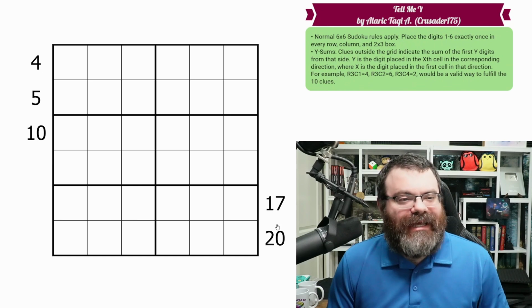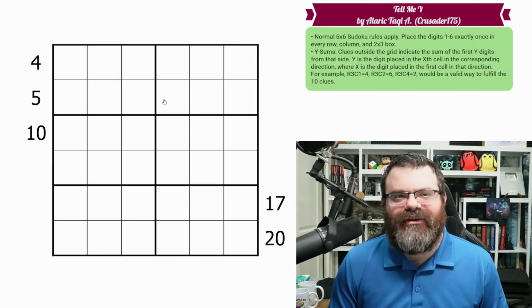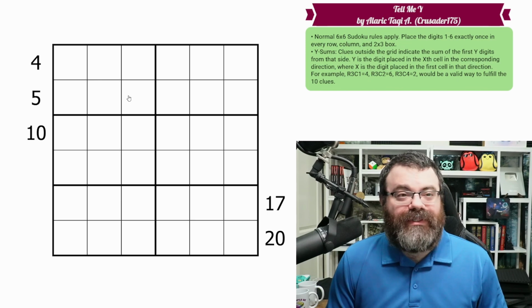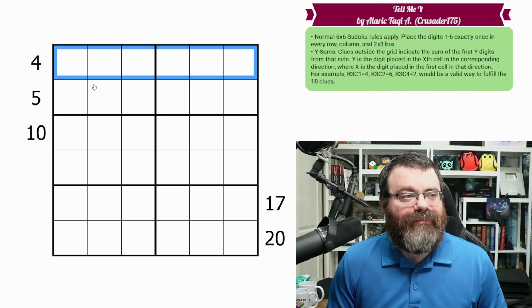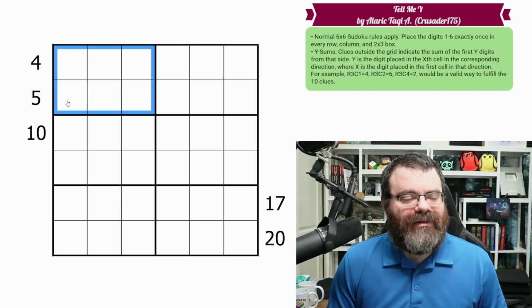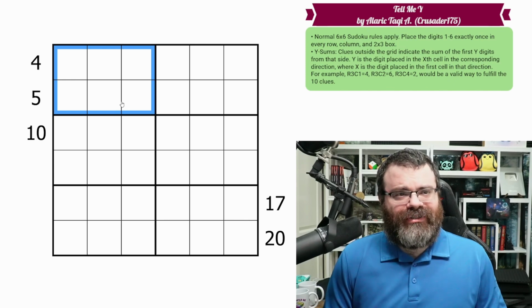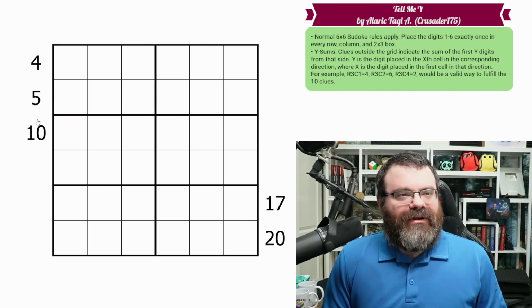So this is a constraint I haven't done before, so we're going to carefully go over it and try to understand it. All right, we do have normal 6x6 Sudoku rules. So in each row, each column, and each 2x3 box, we are placing the digits 1 to 6 exactly once each. These clues outside the grid are Y-sum clues.